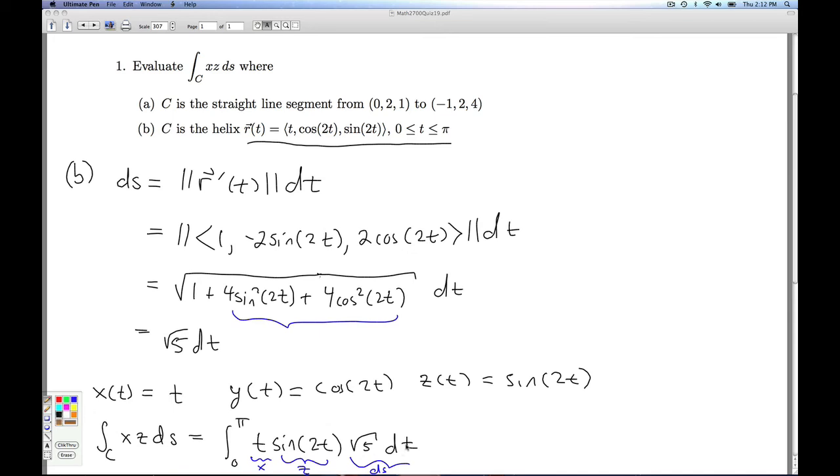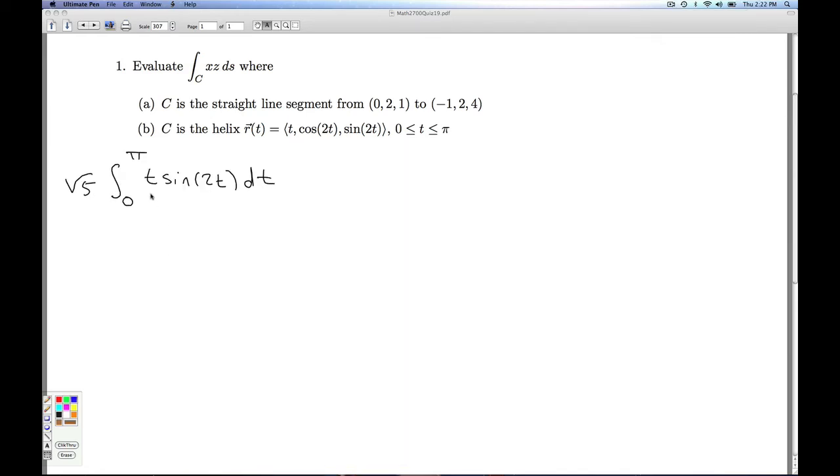So we can pull that radical 5 out, and we're left with integrating from 0 to pi t sine of 2t dt. Okay, so we've rewritten the integral here. To evaluate this, we're going to use parts. And so we would probably let u be the t and the dv be sine of 2t dt. So this is one of those examples where we can use the tabular method.